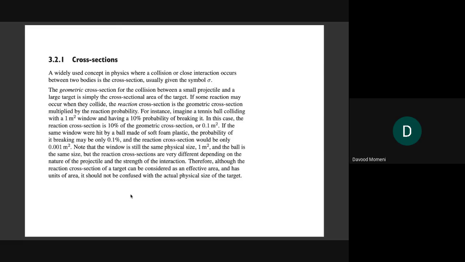So reaction cross section is the usual geometric cross section, I mean the area of the target which is targeted by the bullets, multiplied by the reaction probability. Reaction probability is not a big number. It's maybe just 0.1% or even 0.2%, and you will see why this probability is not very big.